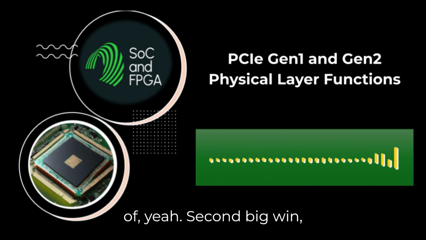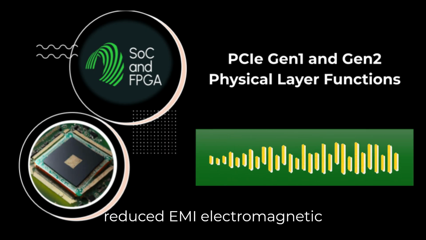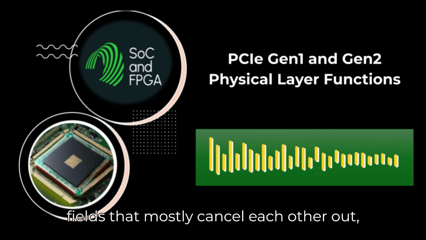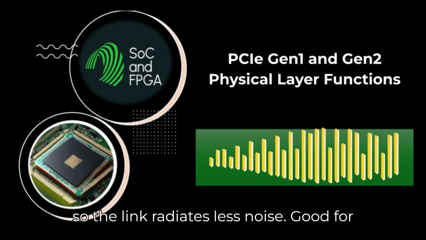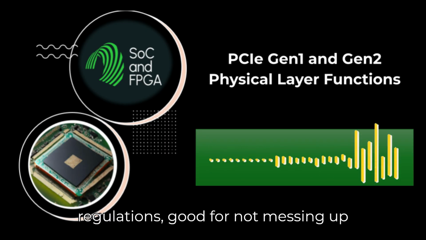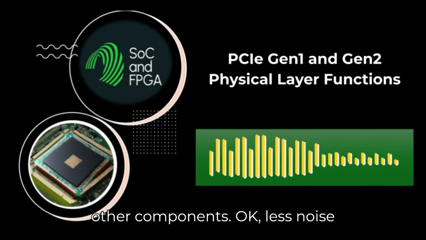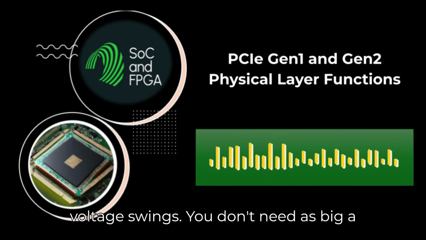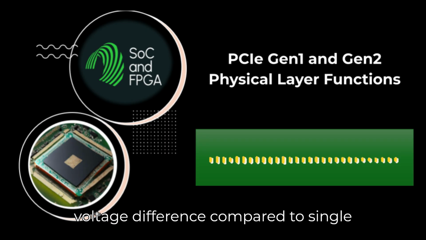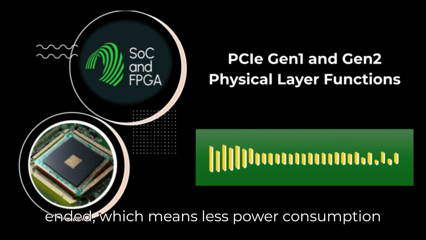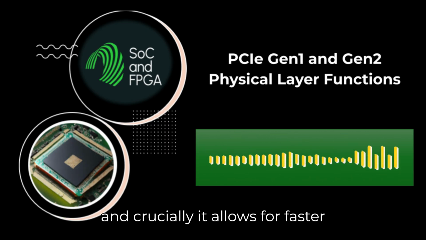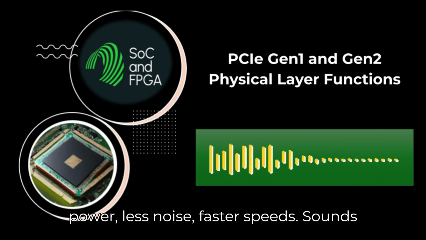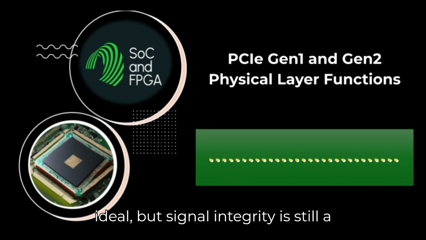Kinda, yeah. Second big win, reduced EMI, electromagnetic interference. The opposing signals create fields that mostly cancel each other out, so the link radiates less noise. Good for regulations, good for not messing up other components. Okay, less noise interference. Any other benefits? Lower voltage swings. You don't need as big a voltage difference compared to single-ended, which means less power consumption and, crucially, it allows for faster switching, higher data rates. Lower power, less noise, faster speeds. Sounds ideal. But signal integrity is still a challenge.